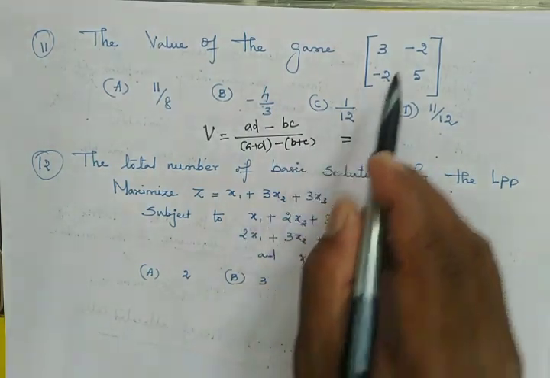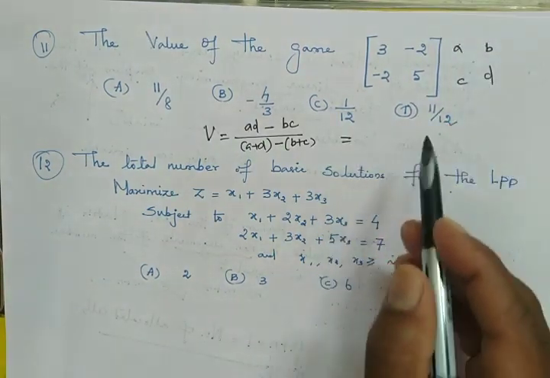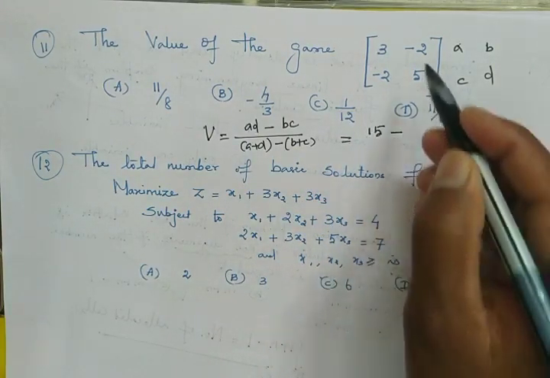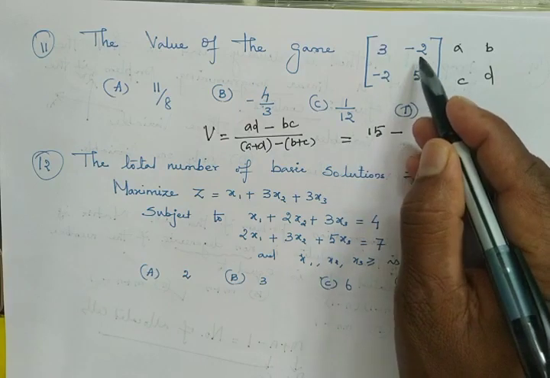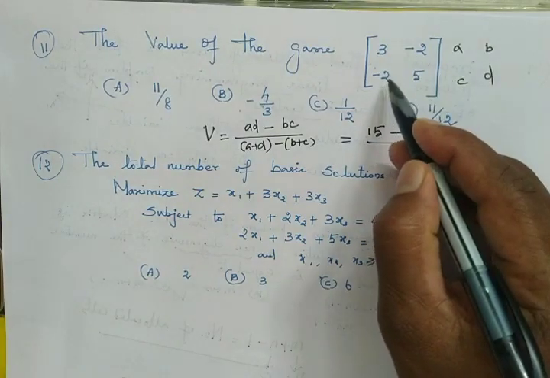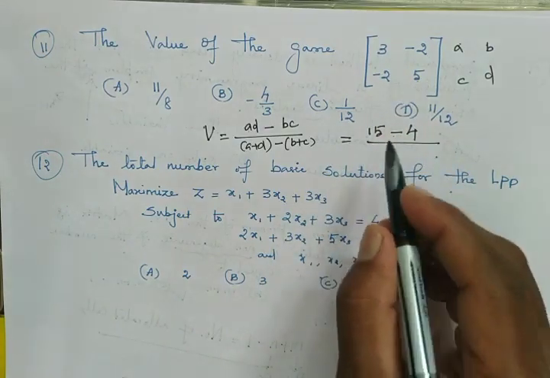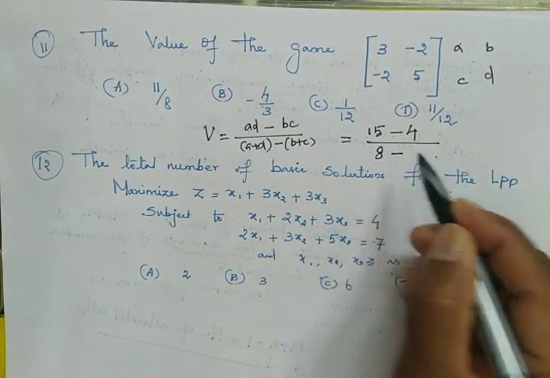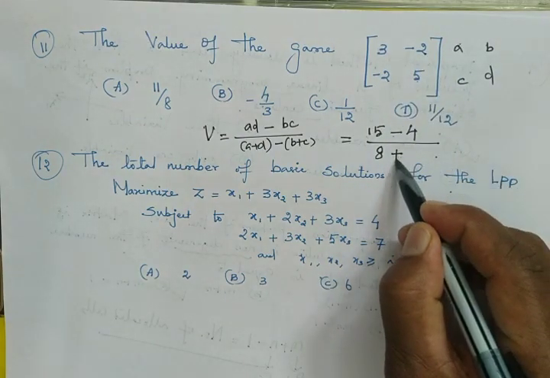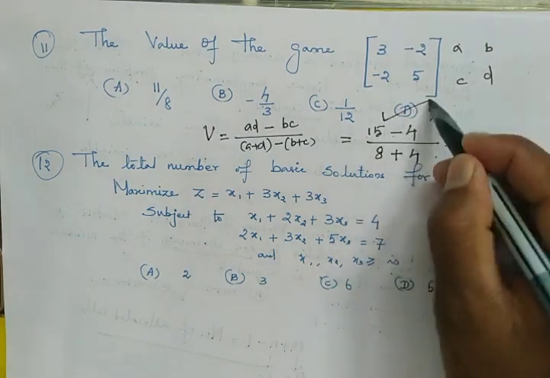See here, you imagine it like this: A, B, C, D. Imagine like this, then you proceed. AD cross multiply. What comes? 15 minus 2 into minus 2, that is minus 4. And in the denominator, plus minus 2 plus 4. Here the formula is minus 4. Done. Addition: 3 plus 5, 8, minus 2, is what? Minus 4. And minus of minus 4 becomes plus 4. Therefore it becomes 11 by 12. Therefore option D is the right answer.